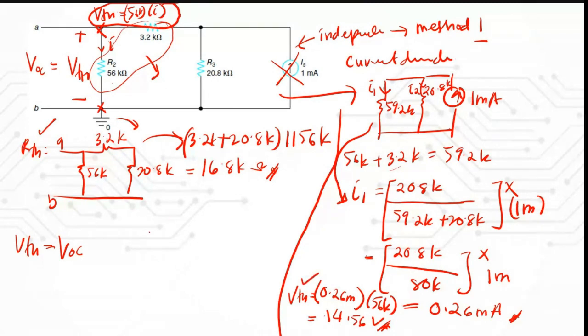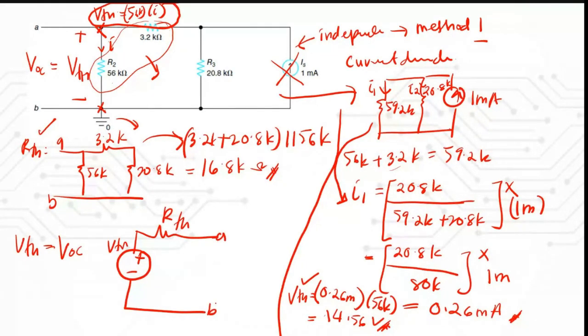All right, so you have already calculated for RTH and also VTH. So now you can redraw your equivalent circuit, where this is going to be your VTH and this is going to be your RTH. Then you have terminals A and B. So your VTH is 14.56 volts, and for RTH you have 16.8 kilo ohm. Okay, so you've done finding this equivalent Thevenin.